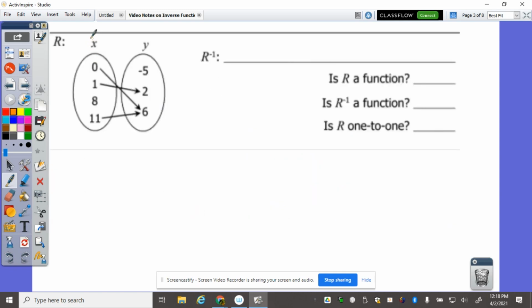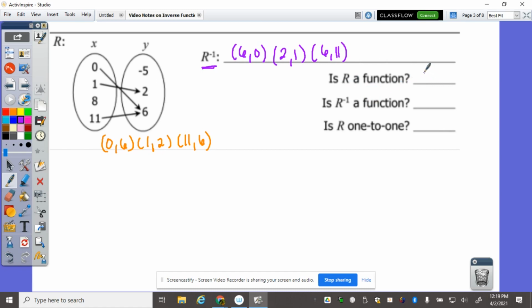Next, I have here a mapping of a relation wherein we know that 0 maps to 6, 1 maps to 2, and 11 maps to 6. Now, we will find the inverse of this relation by switching the x and the y: (6, 0), (2, 1), and (6, 11). Is R a function?